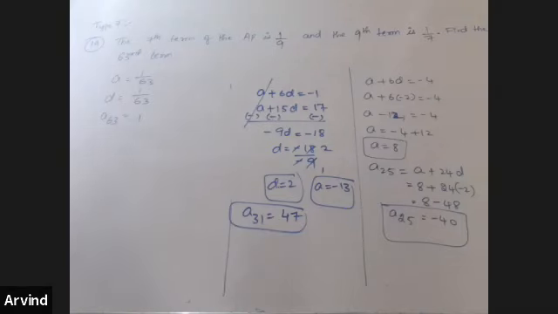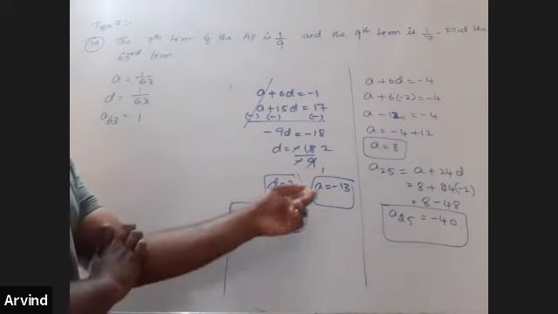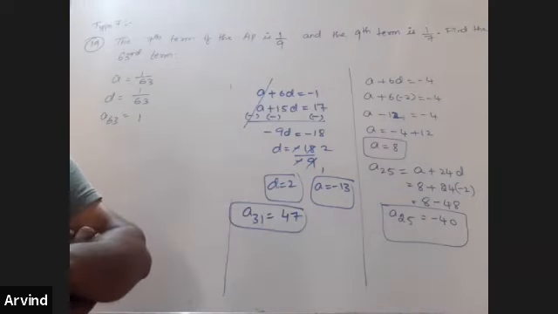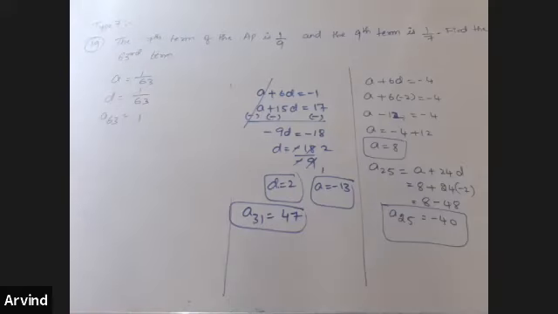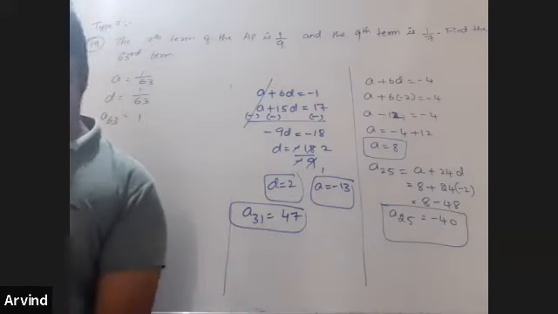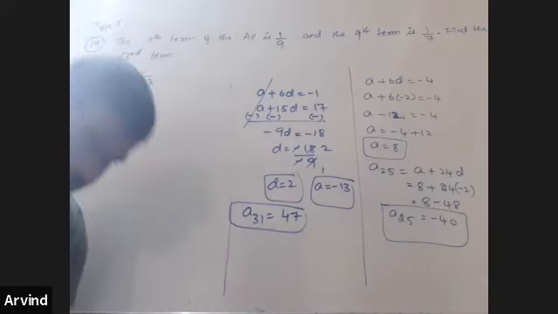Did everyone get the answer for the 18th one? D as 2 and A as -13 and the 31st term as 47. Yes, sir. We got 47. Okay, good, good. If you've got it, excellent. So remember, to find any term, you need to have the A and D values.